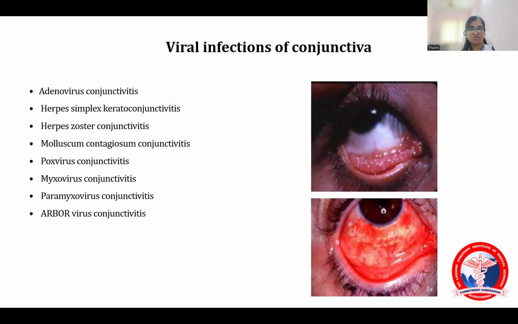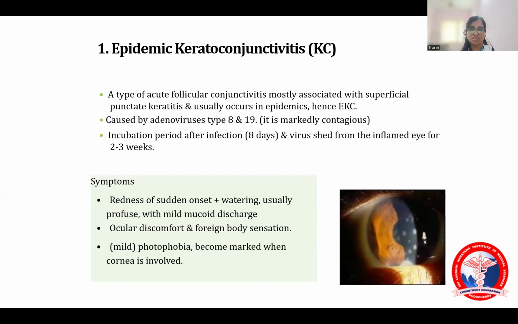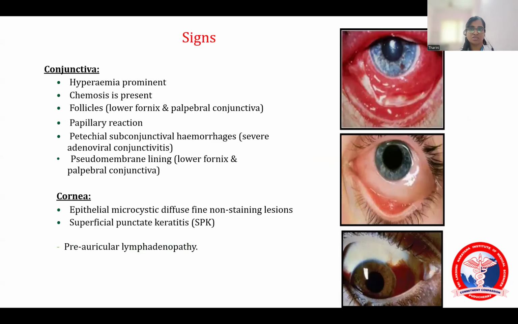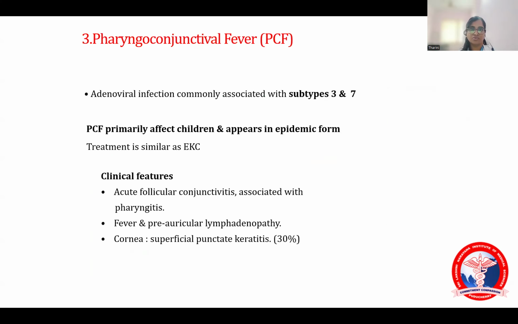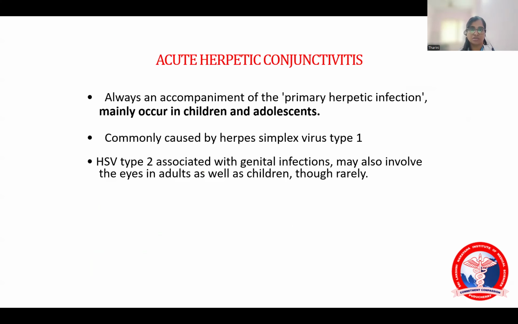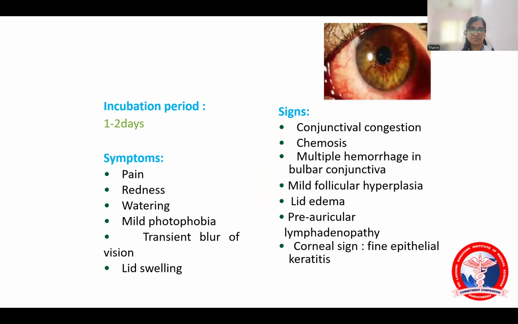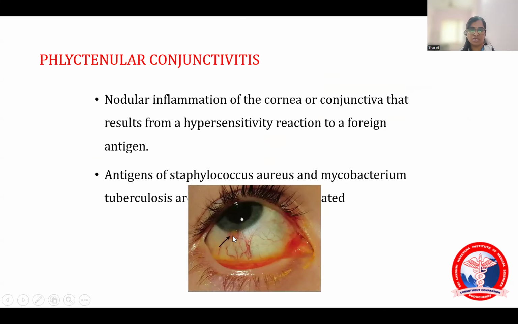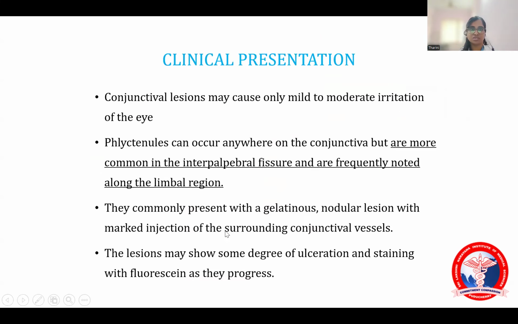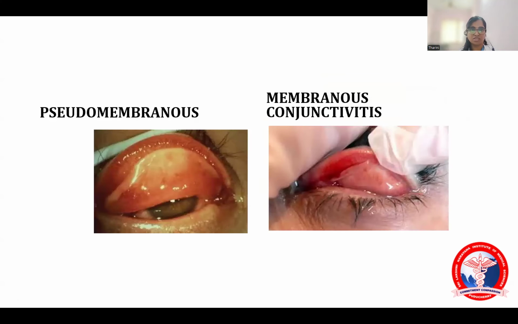This is a picture of viral conjunctivitis. Commonly, what we see is adenoviral conjunctivitis. We have epidemic keratoconjunctivitis, and how it presents. Then we had follicular conjunctivitis, pharyngoconjunctival fever, herpetic conjunctivitis, hemorrhagic conjunctivitis, molluscum contagiosum conjunctivitis, phlyctenular conjunctivitis, which is due to a hypersensitivity reaction to the infective agent, and membranous and pseudomembranous conjunctivitis.